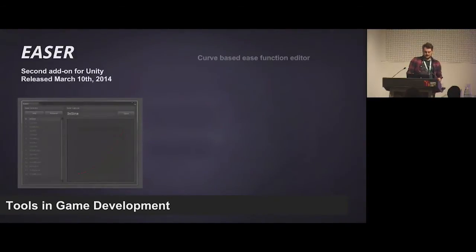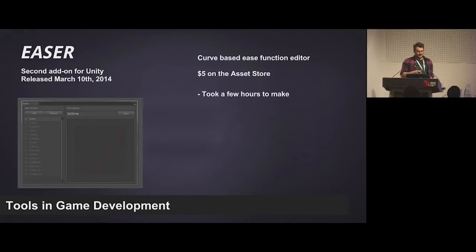Easer, who's heard of Easer? Probably one, two, okay. Easer is a much smaller tool. It's actually something I created right after Dialogger. It's a curve-based ease function editor. $5 on the Asset Store. I swear this isn't me selling these to you. This is just the process, I guess. And honestly, this tool is something that took a few hours to make. I think I made it in 3 hours. And it saves me tens, sometimes hundreds of hours in every single project I use it in.